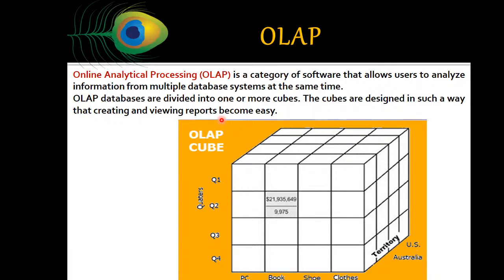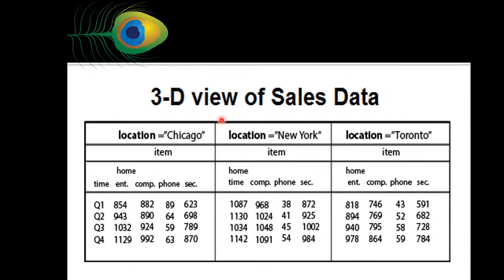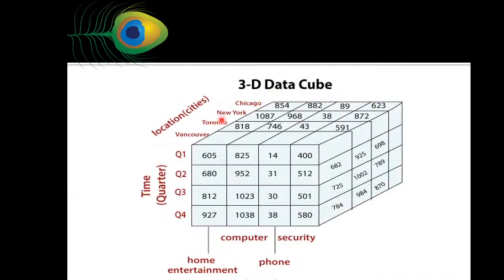Then we studied the OLAP cube from examples. Sir, take the example page. Yes sir, this one. So you are seeing how the OLAP cube arranges the data: in one dimension we are seeing the locations of the cities, in another the time quarter, and another is the items.